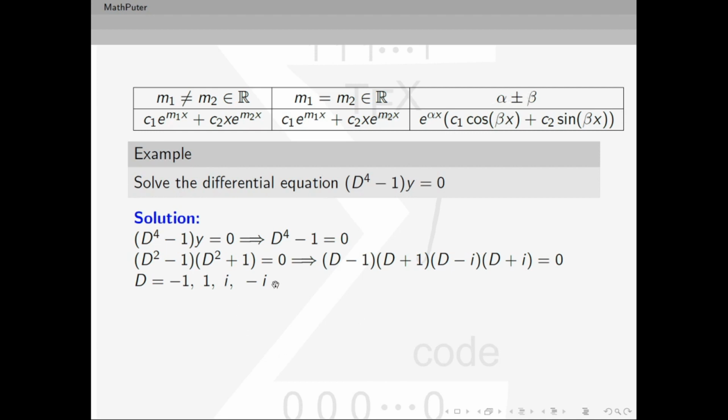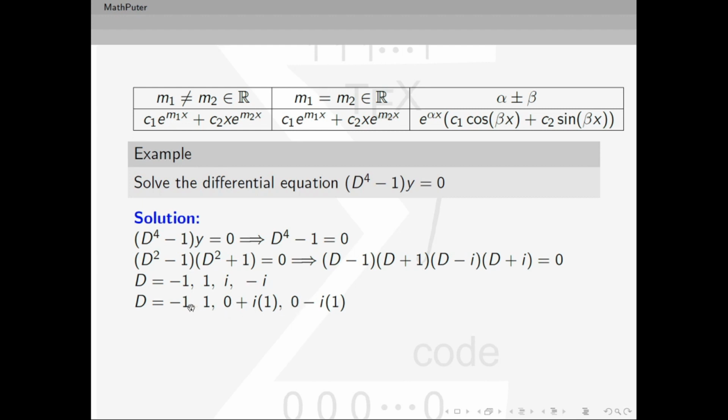What is the real part and what is the imaginary part? So the real part is 0, because I can rewrite i as 0 plus i into 1, and minus i as 0 minus i into 1. So the real part is 0. This is our alpha.